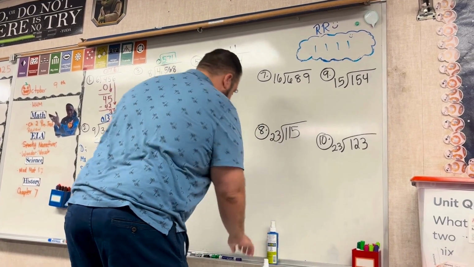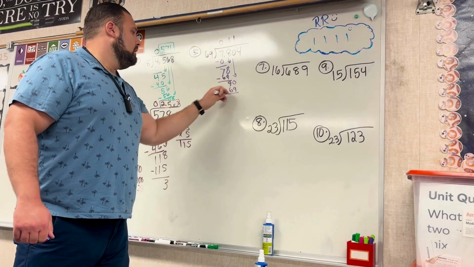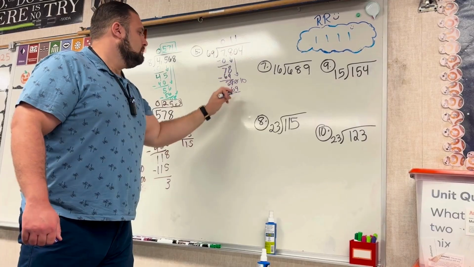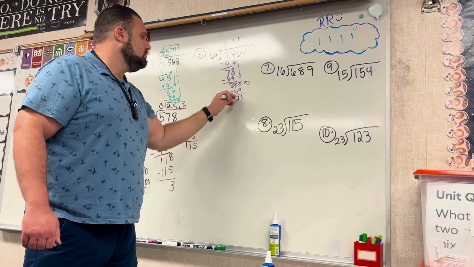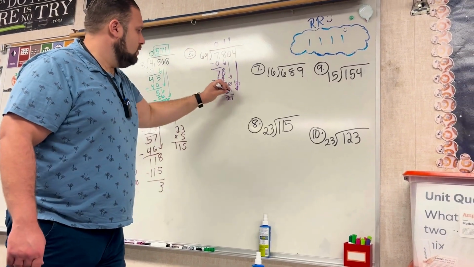All right. So we subtract 90 minus 69, okay? We're going to need to do some regrouping. 10 minus 9 is 1. 8 minus 6 is 2. We got 21 left over, and we bring down this final 4.